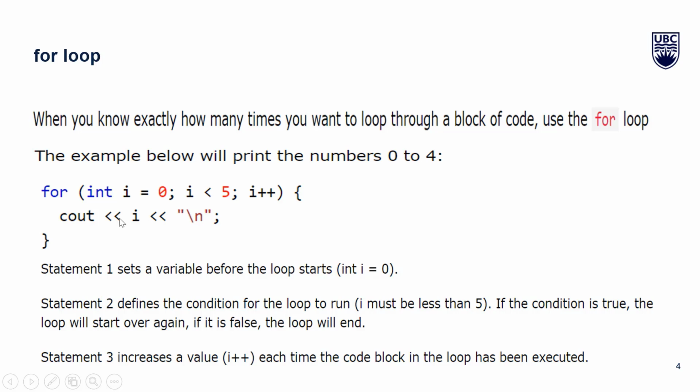After the execution of the block of code, we will execute the third statement. Here we have I++, which means increment the value of I, or add 1 to the value of I, each time the code block in this loop has been executed. So after we print out the value of I equals 0, we will increment I, so I now is equal to 1, and return again to check our condition. 1 is less than 5, so we will execute the block of code. So we will print out the value of I, which is 1, and after that we will increment I, and so on until we print number 4.